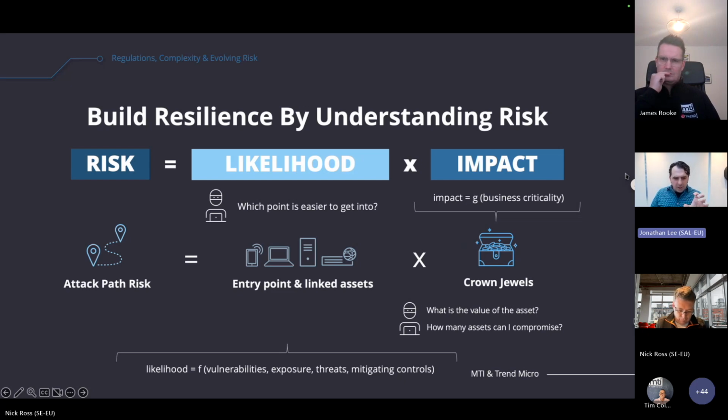So looking at how they might get in, why they might get in, and what they're trying to get to. So it says crown jewels here. That for me in the public sector is predominantly about service delivery and being able to keep your services running, keep patients being treated, pupils being taught, bins being collected, etc. But by understanding this risk, you can start to build that resilience. So that's what Nick's going to talk about today.